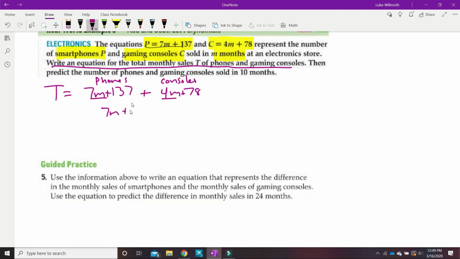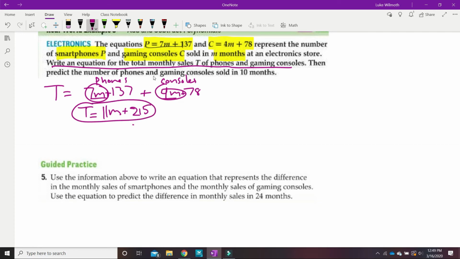7M plus 137 plus 78, 215. So we have 7M. The total is 7. Oh, why did I write 7? Not 7M. 11M. Because I had to add the 7 and the 4 together. Well, I don't know what I was doing here. So this is the first part of the answer.